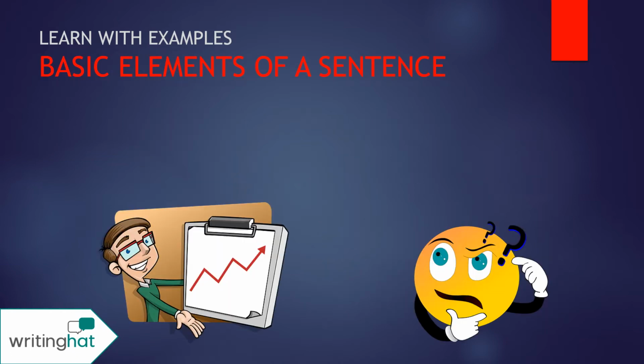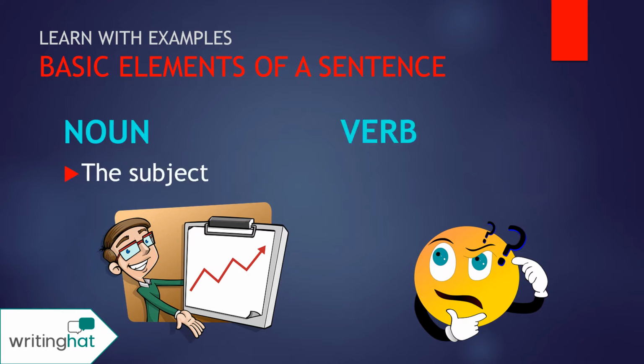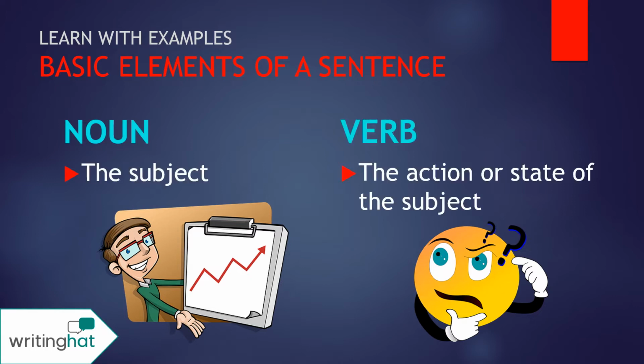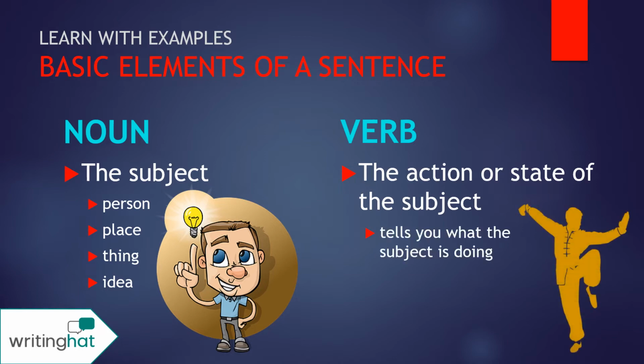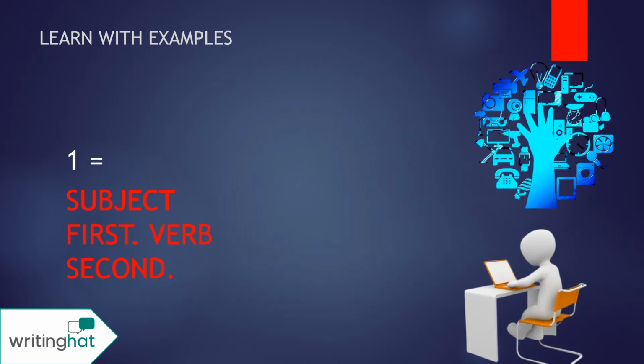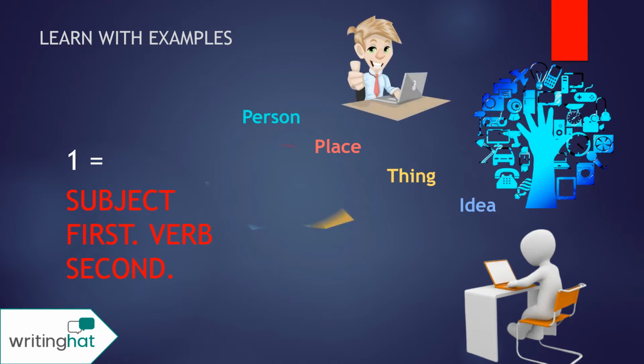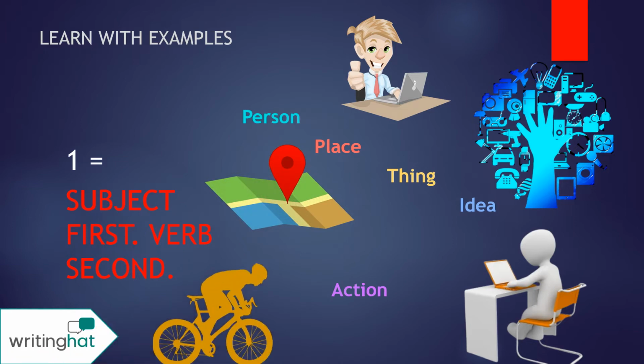What is a sentence made up of? A sentence has a noun and a verb. The noun is the subject and the verb is the action. The subject is a person, place, thing, or idea, while the verb tells you what the subject is doing. One way to write a sentence is to use the subject first and verb second. Remember that the subject is a person, place, thing, or idea, and the verb is the action.